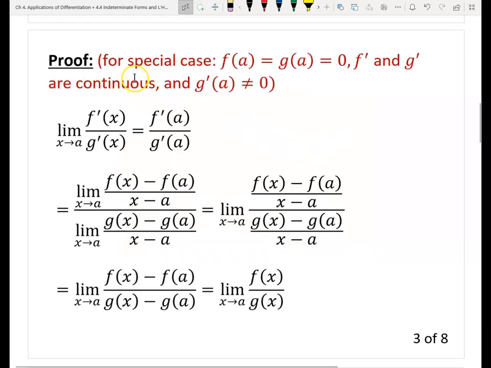Here is the proof, but only for a special case. The first condition: f(a) equals g(a) equals 0. The second: the derivatives are continuous. And the third: the derivative of g at a does not equal 0. For the general proof, please check the textbook for detail.